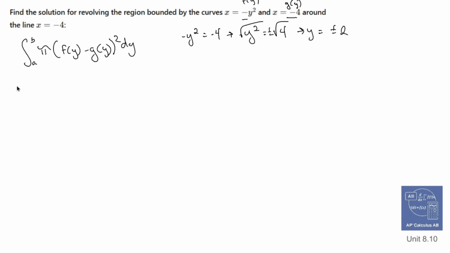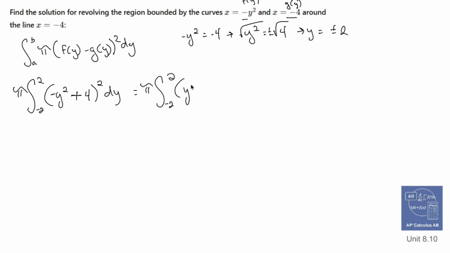So the equation that we're going to set up is, ripping out the pi, the integral from negative 2 to 2 of f of y, which was negative y squared, minus g of y, which is minus negative 4, so plus 4, square the whole thing dy. When you do the perfect square trinomial, you'll get pi times the integral from negative 2 to 2 of y to the 4th minus 8y squared plus 16 dy.